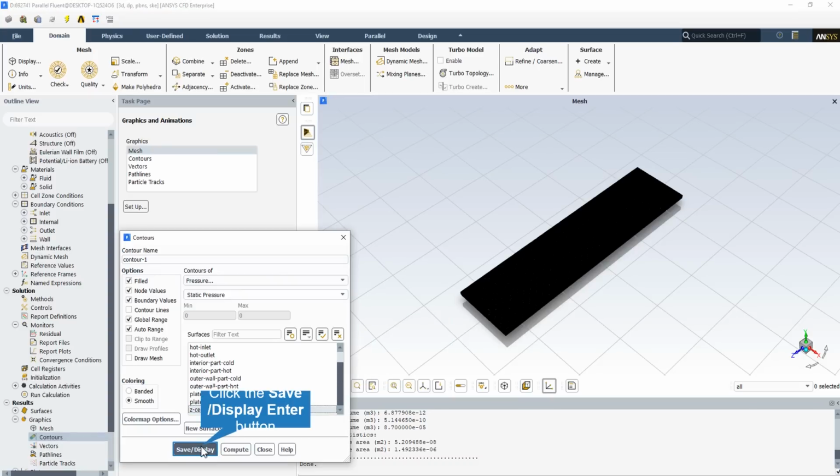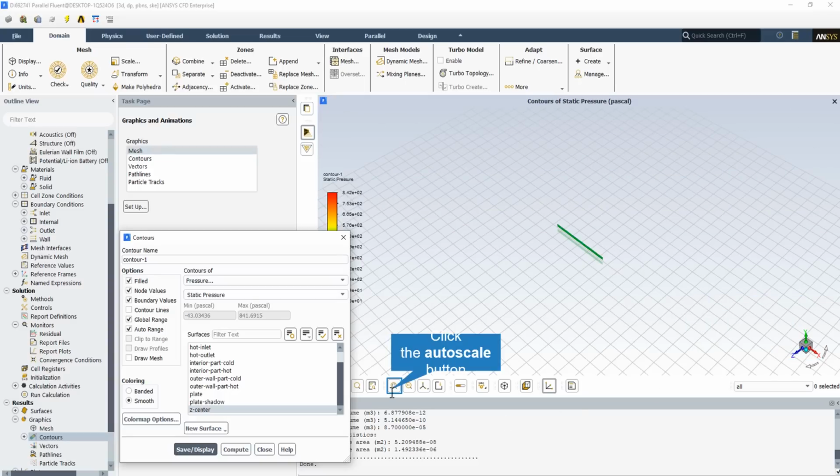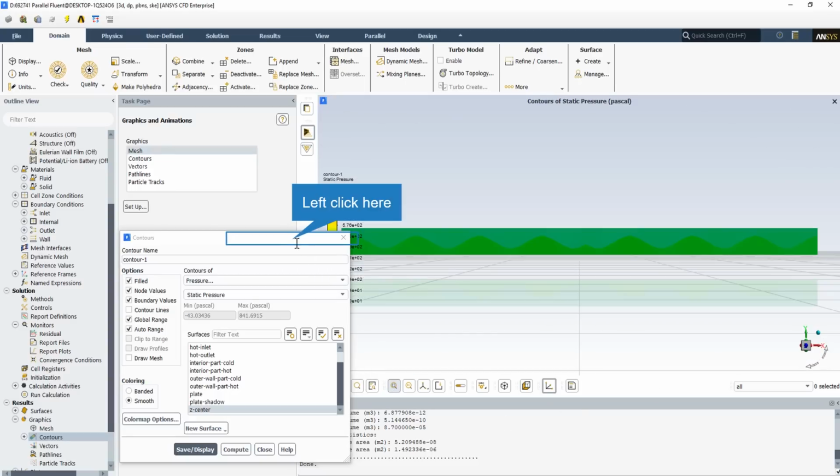Then we can reach all the two-dimensional contours that we require on the defined plane Z center. We also can define and specify every plane in every direction, just like this. Here is the two-dimensional pressure contour.